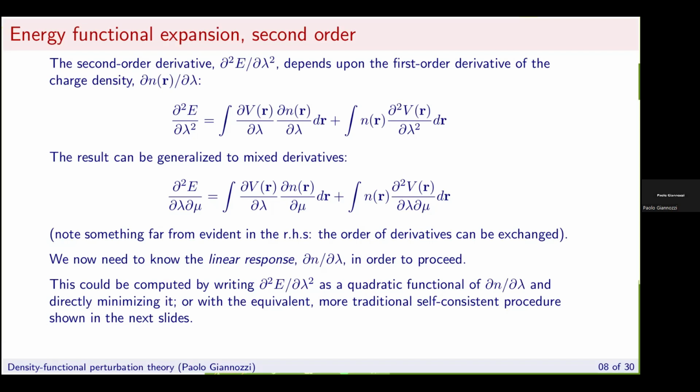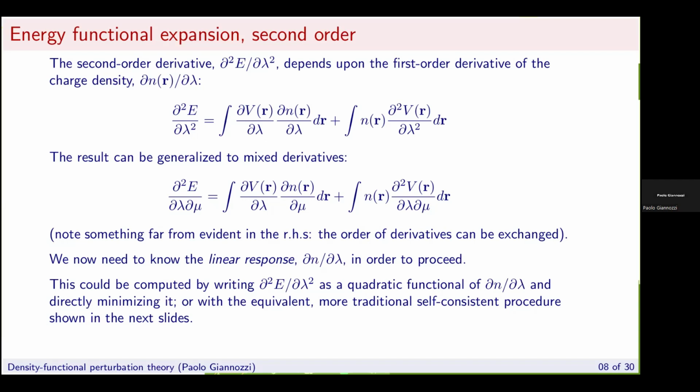The surprising fact is that while one of the two terms at the right-hand side of the equation is clearly symmetric with respect to the exchange of the derivative, the other one doesn't look like it is symmetric, but actually it is. It has to be necessarily so. So once we have the so-called linear response, that is the derivative of the charge density with respect to lambda, we can compute the second order derivative of the energy.